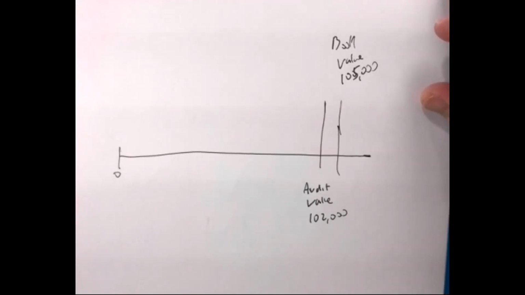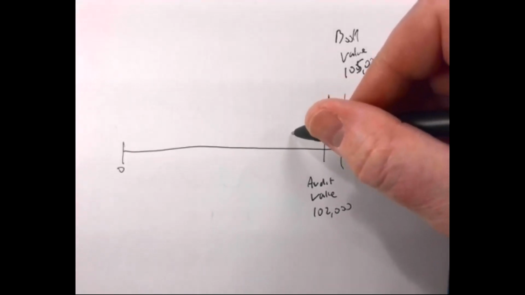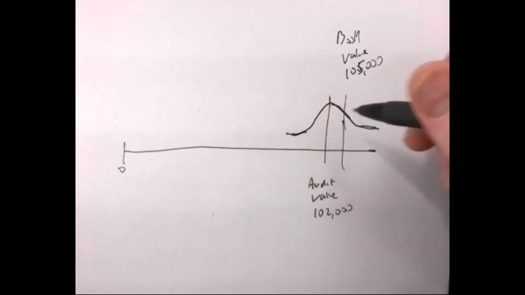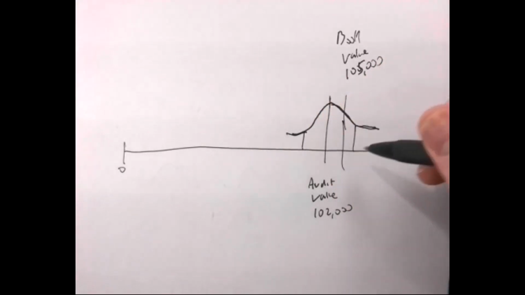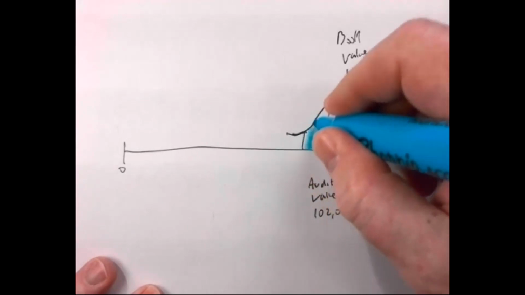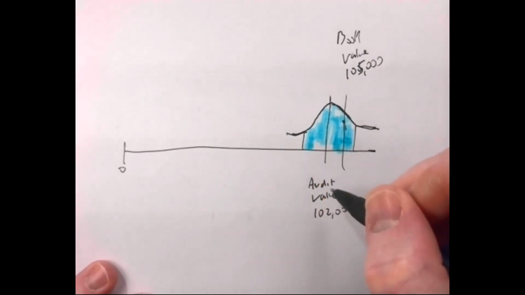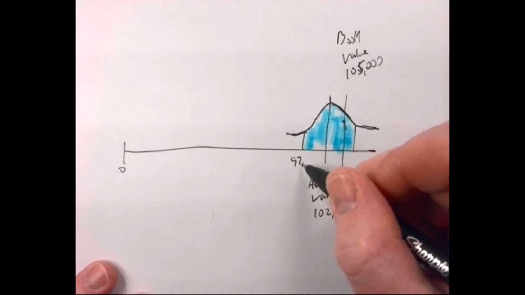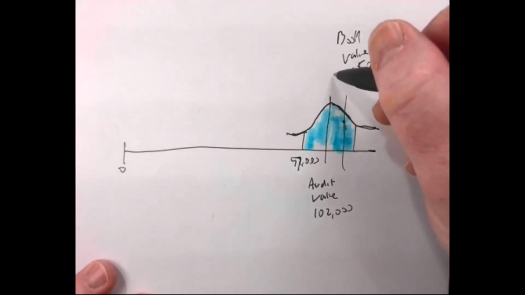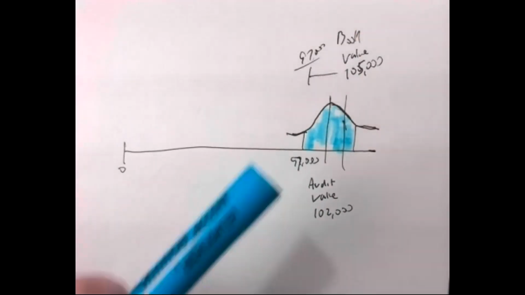So for instance, if you have this situation, the book value is 105,000 and your audit value is 102,000. You do your test and you end up with this. And you say, okay, well, it's in the range that we thought it might be. And it might go down to this, which is say, 97,000. So we say, okay, this could go down to 97,000. Okay, well, we're okay with that.